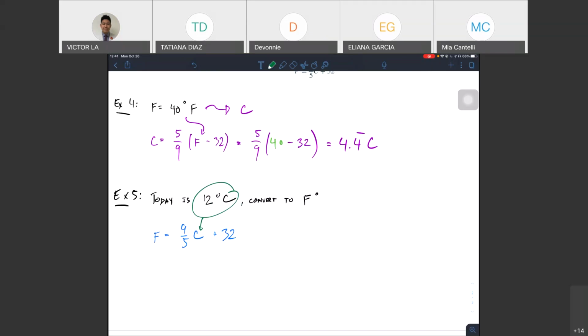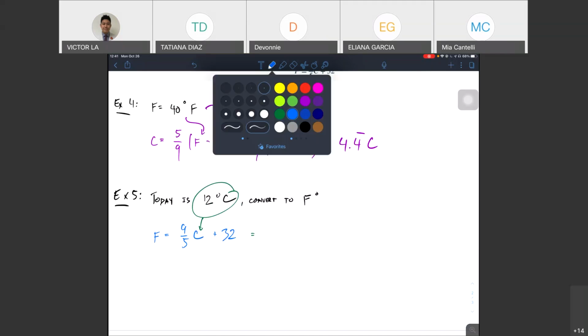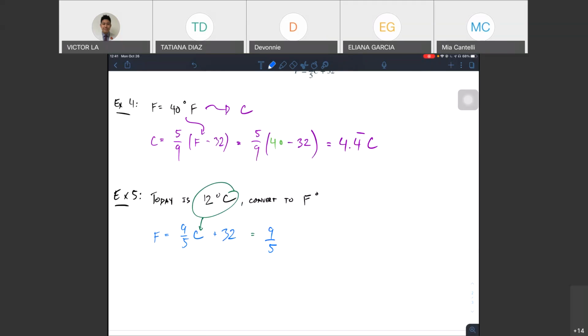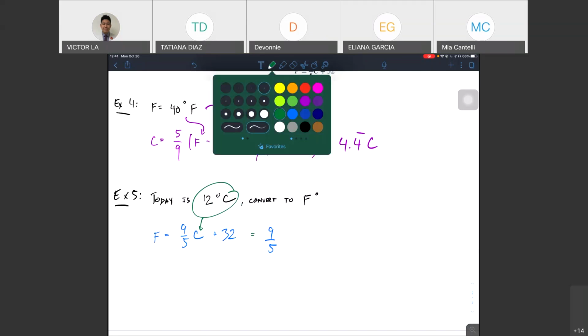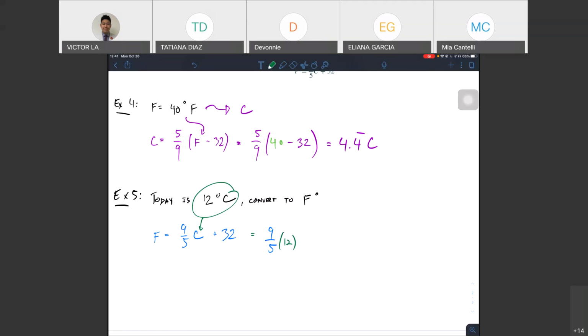So then you continue, and you got 9 over 5, and now you know C is 12, plus the 32. So in this case, 9 times 12 is 108. That one I do remember. But divided by 5 plus 32. And then for those that were curious, today's weather is 53.6 degrees Fahrenheit.